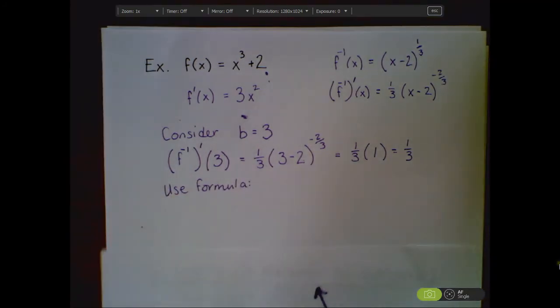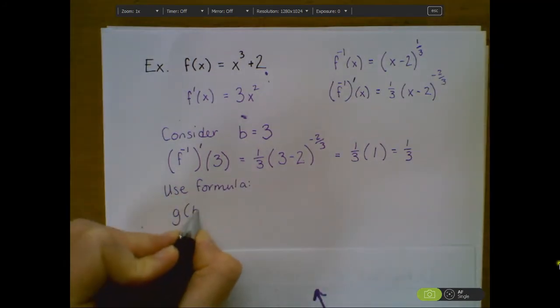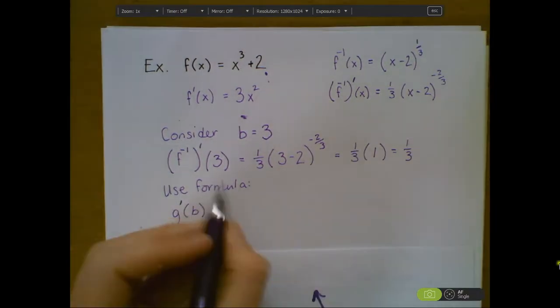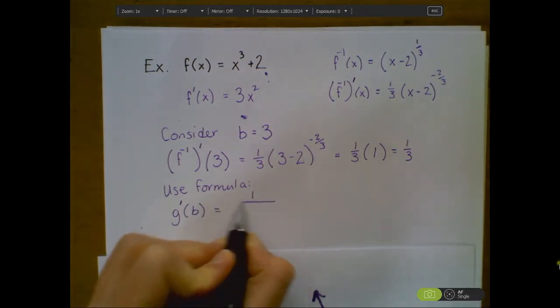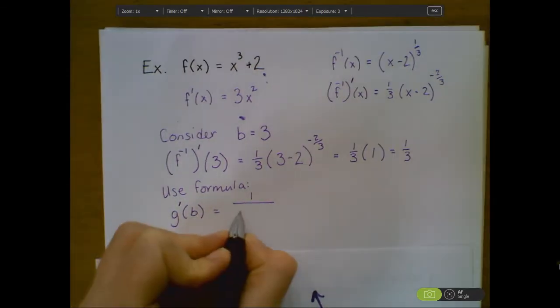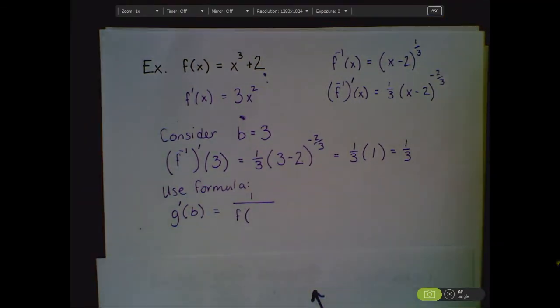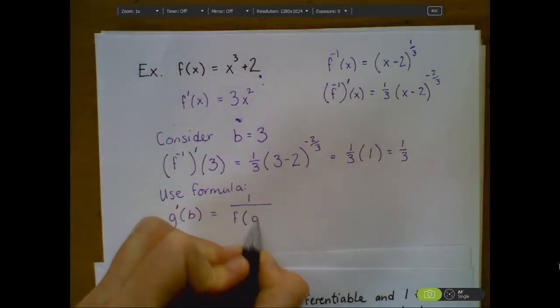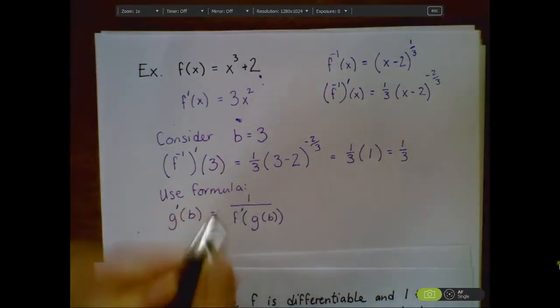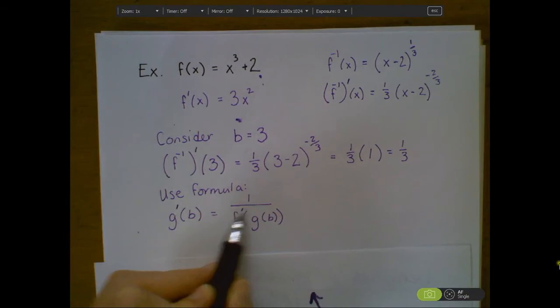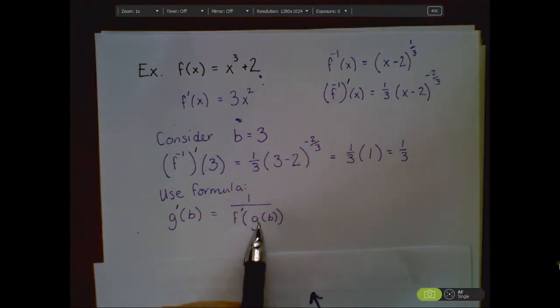And what was our formula again? It was saying that g of b prime, so the derivative of our inverse function, is going to be equal to 1 over f prime of g of b. It is exactly the reciprocal of the derivative of our original function, making sure that instead of plugging in our original point b, we're plugging in g of b, the input that works in our f function.